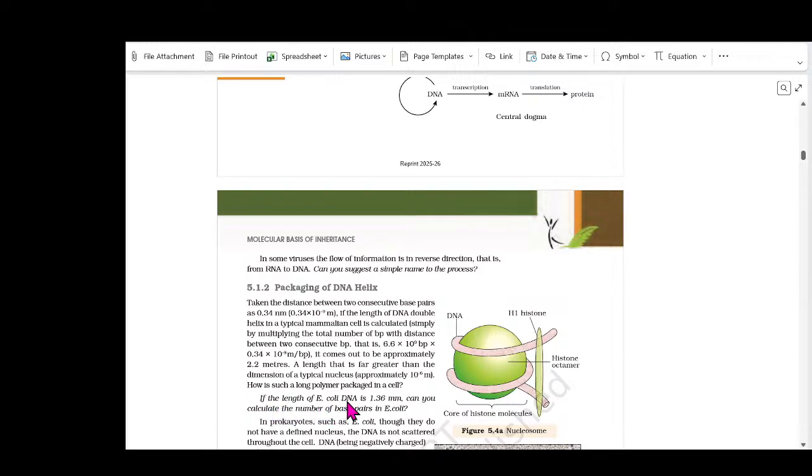If the length of E. coli DNA is 1.36 millimeter, can you calculate the number of base pairs in E. coli?